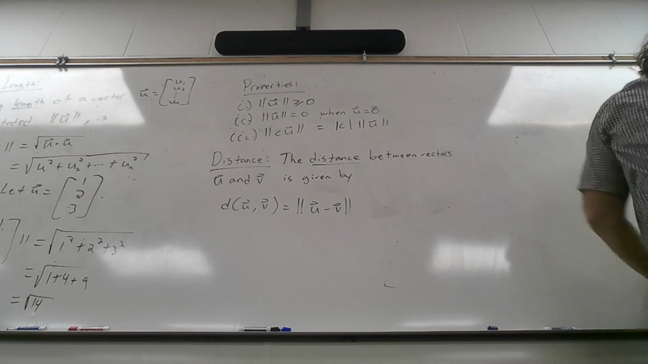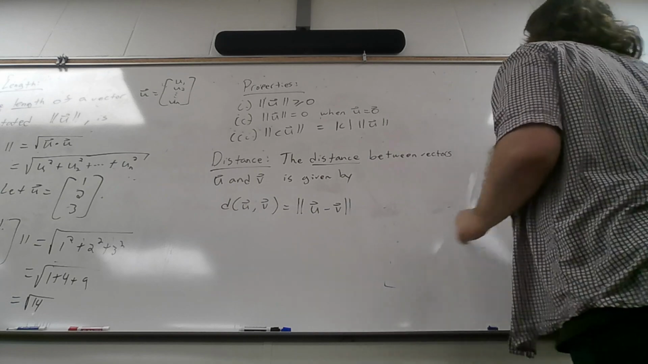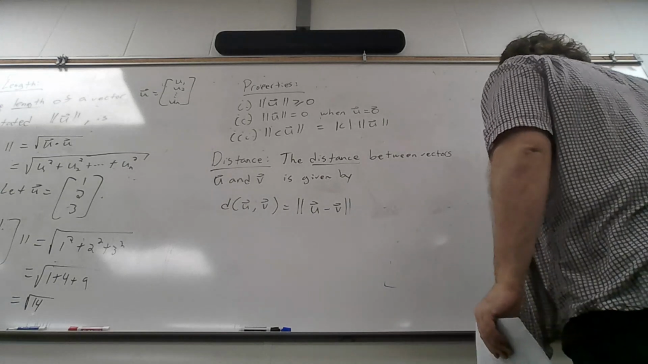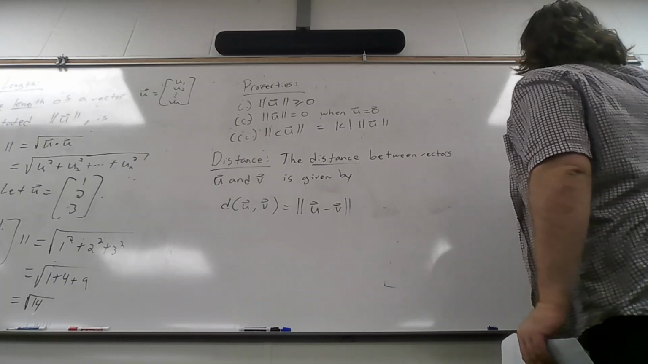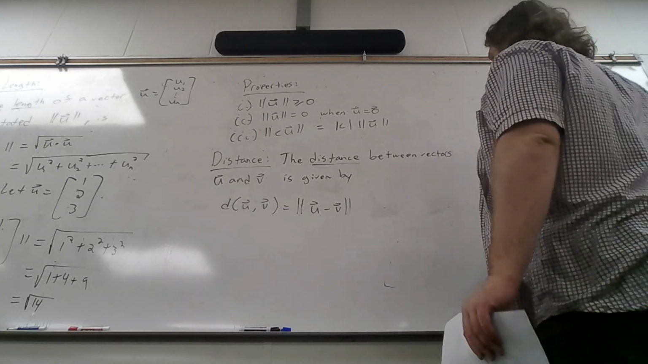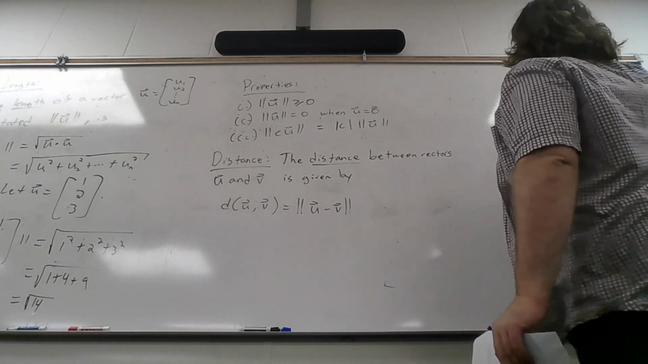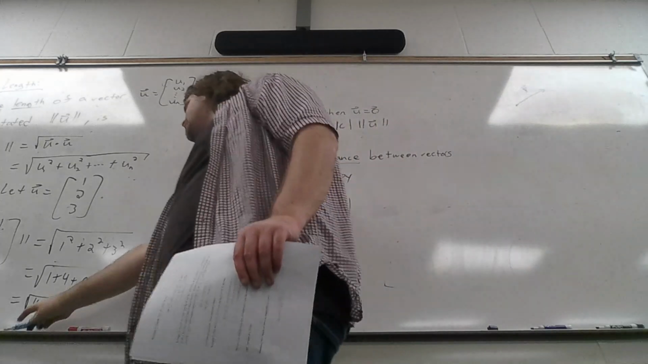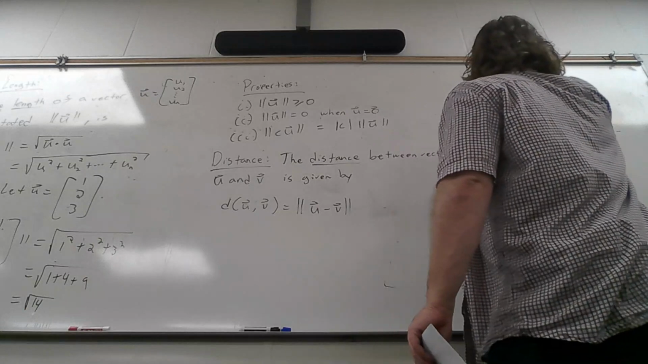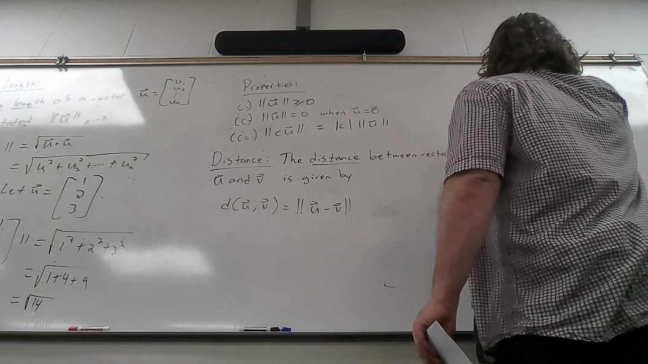And in my notes, I have a nicer looking picture because I can't really draw it super well. So we've got our vector. Let's call it u. Actually, I'm going to call this one v to make it easier. And then we've got this vector over here. Let's call that u.